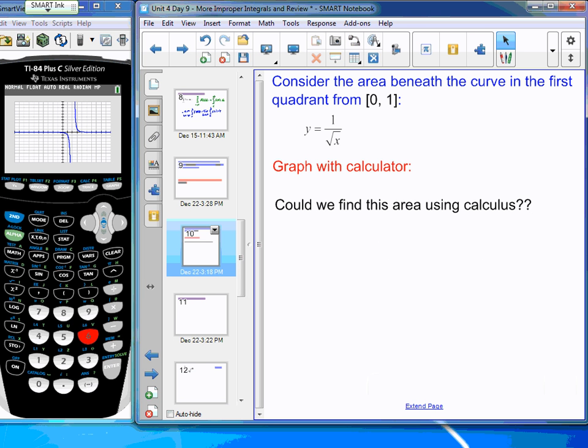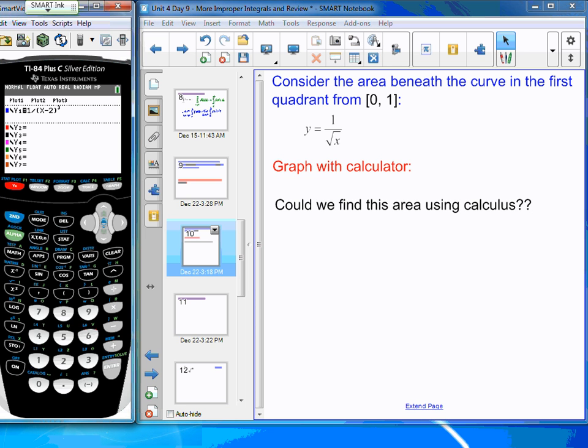Everybody on your grapher, let's enter our original integrand function, y equals 1 over the square root of x, and consider the interval from 0 to 1. So what would be a good window here? 1 over square root of x. And let's go ahead and take a look. Negative 0.25. And I'm going to go maybe 1.25. And we'll go negative 0.25. And I'm going to go 3 and see how that looks.